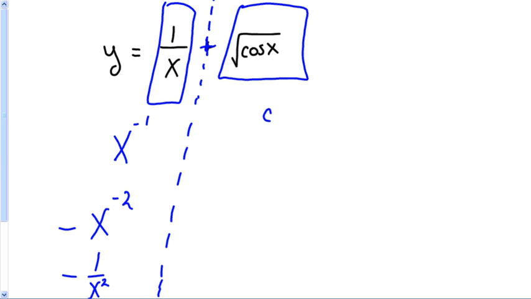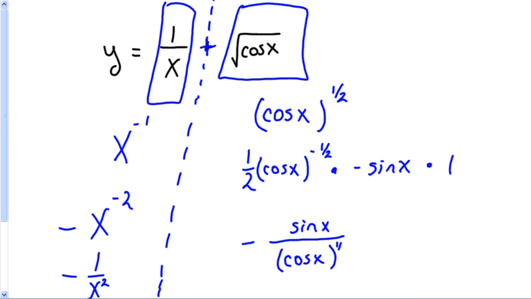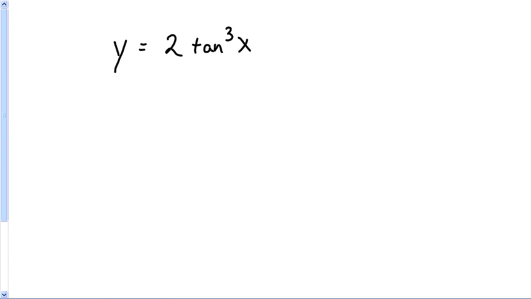Now what about this cosine? Well, let's rewrite it: cosine x to the half, which becomes half cosine x to the negative half power times the derivative of cosine, which is negative sine, times the derivative of x, which would just be 1. And so we end up here with negative, ooh, goodness, this thing is going to be ugly. Sine x. I know you're thinking, hey, we're going to have a tangent. No, we don't. Cosine x to the half power. Hey, where did I go? I just lost this thing. There it is.